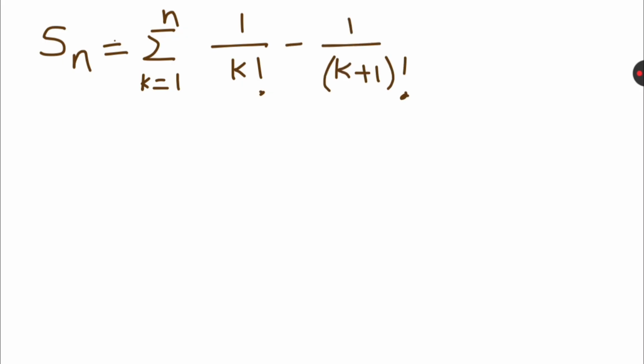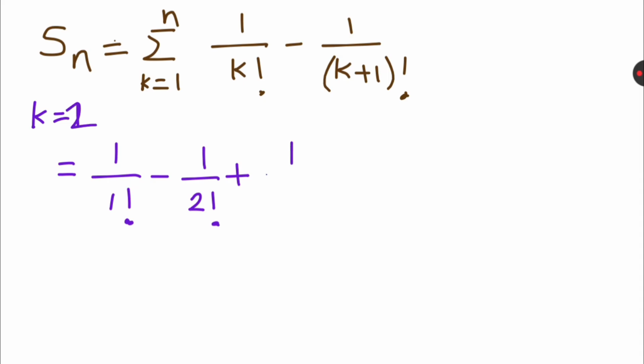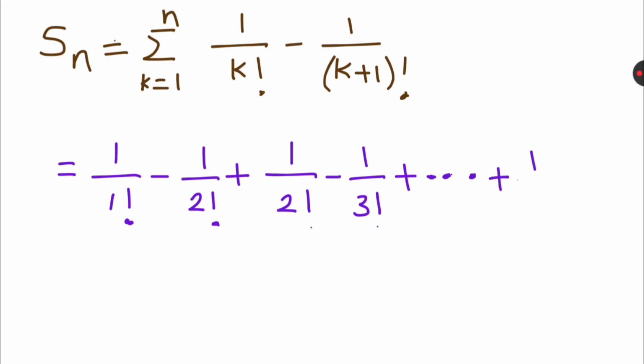So let's write the first few terms. First write k as 1. If we write k as 1, the first term is 1 over 1 factorial minus 1 over (k plus 1), that is 1 plus 1, which is 2 factorial. Now substitute k as 2, that is 1 over 2 factorial minus 1 over 3 factorial. Up to n terms, so on, plus 1 over n factorial minus 1 over (n plus 1) factorial.